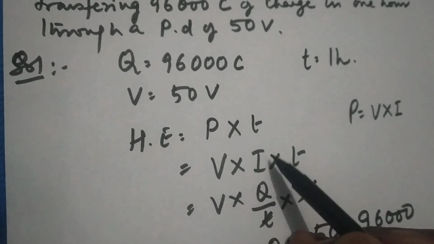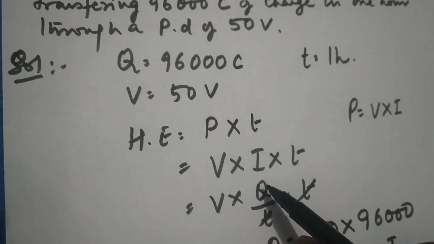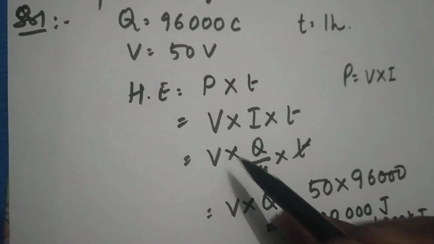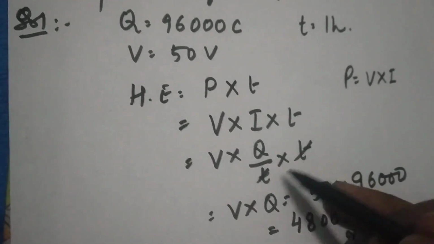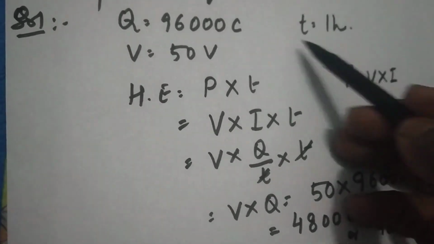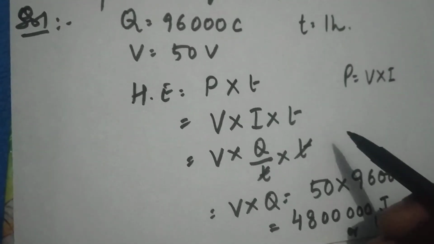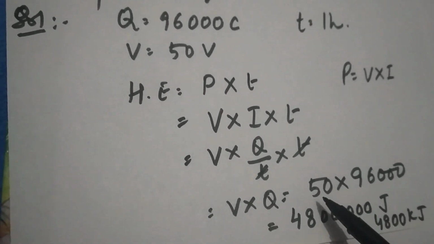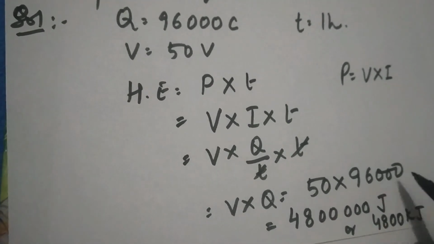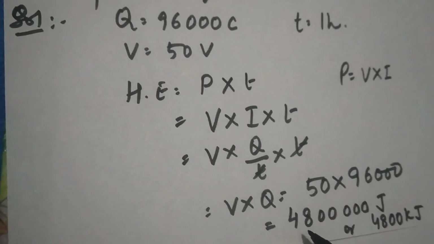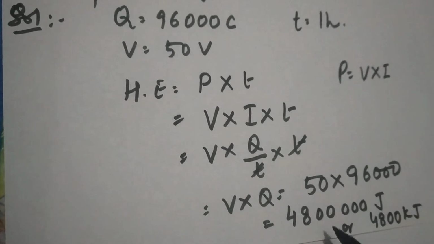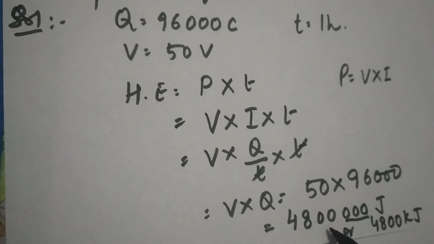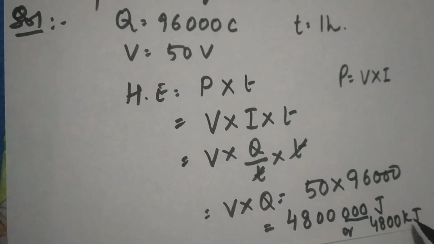Now writing the formula, I becomes Q upon T. See here, T and T get cancelled. You get V and Q. There is no use of T here because T gets cancelled, so no need of putting any value of T. It is just given for the sake of the numerical. We need to only put the values of V and Q. So putting the value of V 50 volt and charge 96,000, we get 48,000,000. We can convert this 1,000 as kilo and the rest will remain the same. So the value comes 4800 kilojoule.